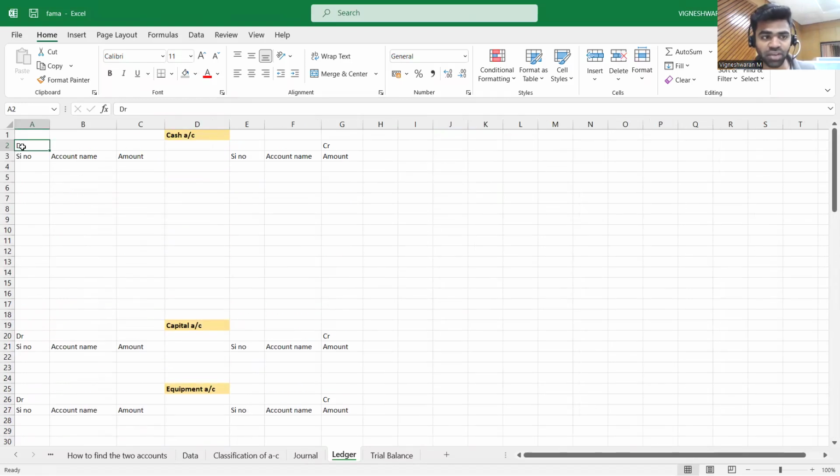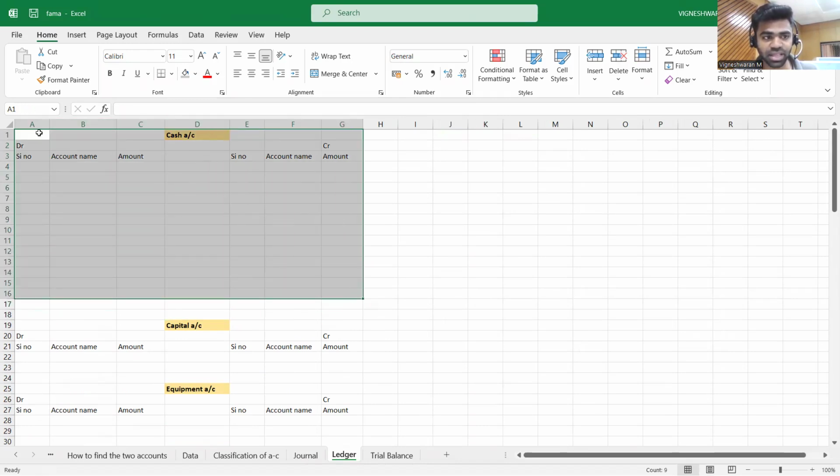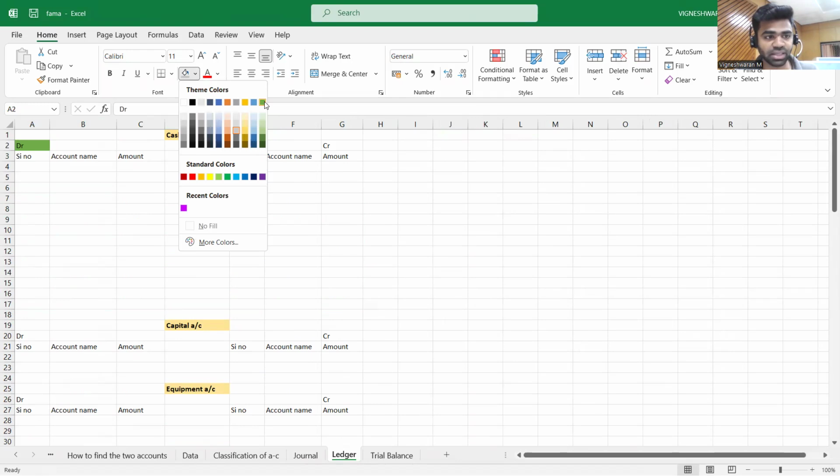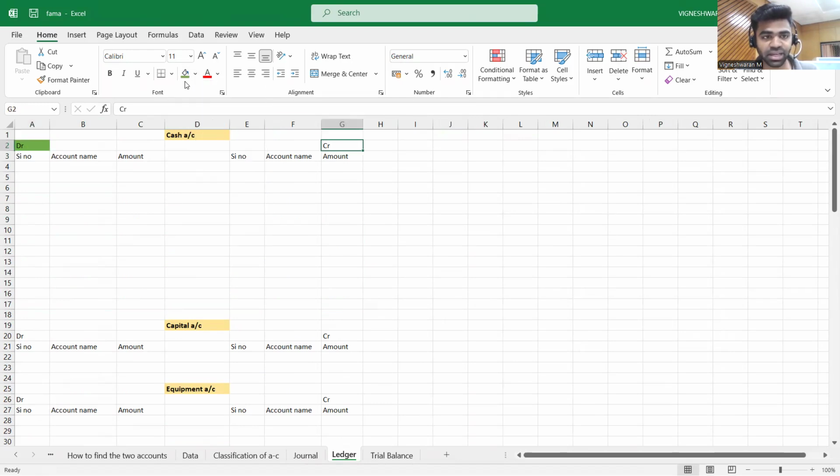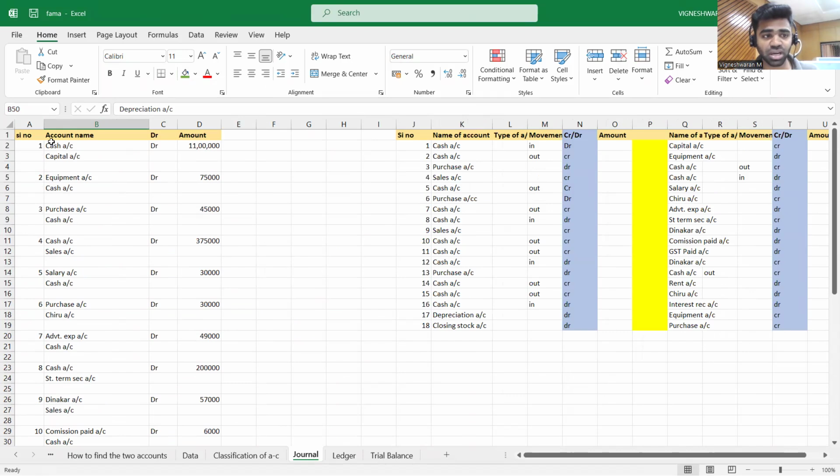Now the left side. See, this is one table. In this table, the left side is called debit. The right side is called credit. For all the tables, this is the same. Left side is debit, right side is credit. Now, how is the ledger entry made from the journal? What is the first journal? Cash account, debtor, capital account. So that means in the cash account, on the debit side, I have to put 11 lakhs.